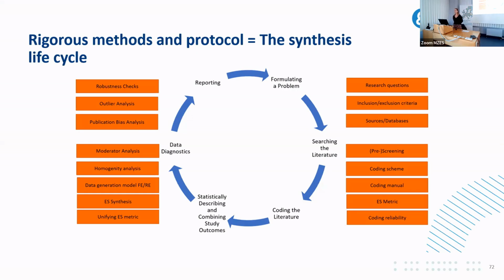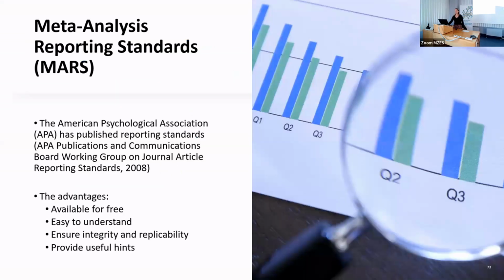Even if you are not interested in using these methods yourself because they are too time consuming, you might in the future have one of these papers on your desk where a meta-analysis was conducted and you want to review it. What I really can recommend is the American Psychological Association, because they published criteria for what should be included, like a checklist for systematic reviews. These are available for free, easy to understand, ensure integrity and replicability, and provide useful hints.